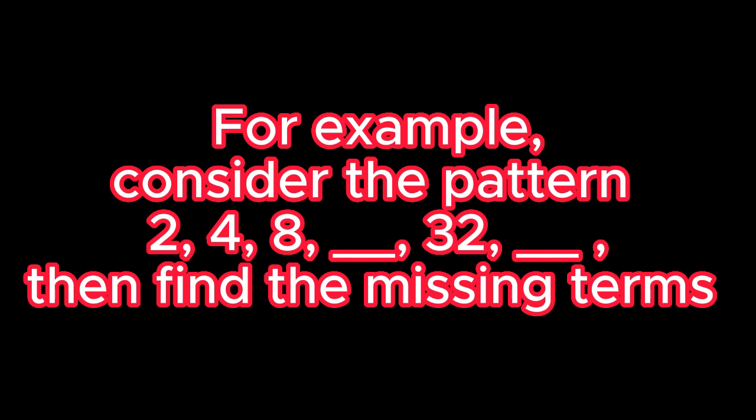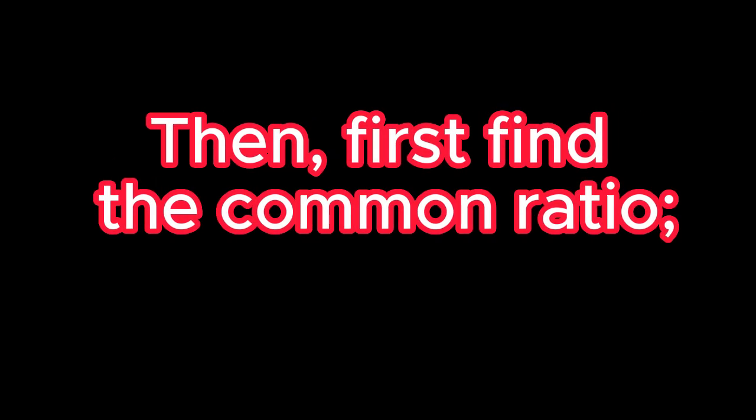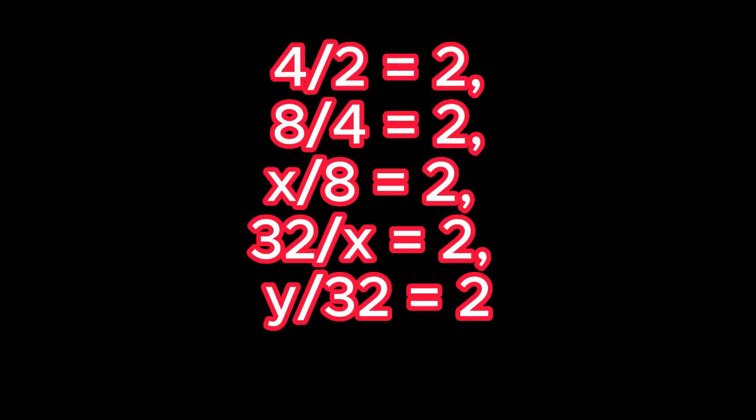For example, consider the pattern 2, 4, 8, _, 32, _, then find the missing terms. Solution: let the missing terms be x and y respectively. Then, first find the common ratio. 4 over 2 is equal to 2. 8 over 4 is equal to 2. x over 8 is equal to 2. 32 over x equals 2. y over 32 is equal to 2.